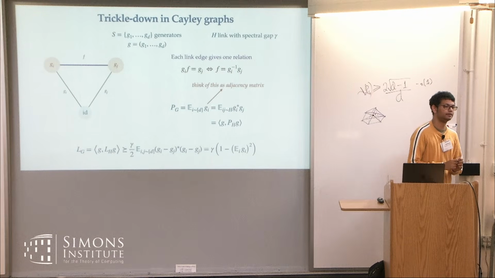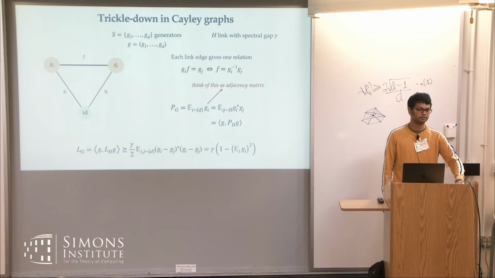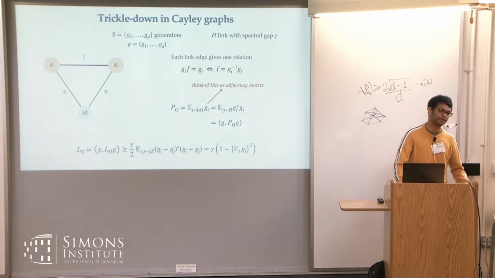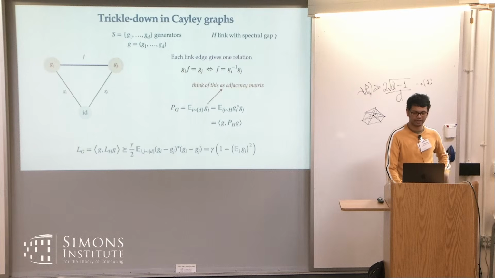Is it known whether the infinite group, the triangular group, has the property? It is known. And in fact, you can prove it with trickle-down, for some range of parameters.